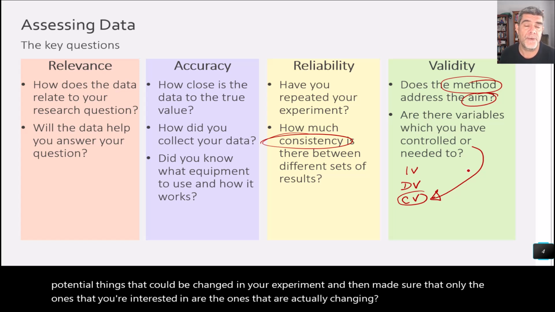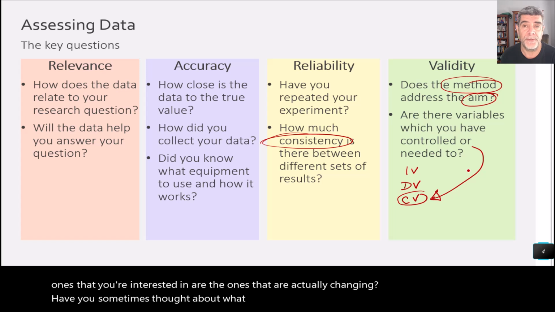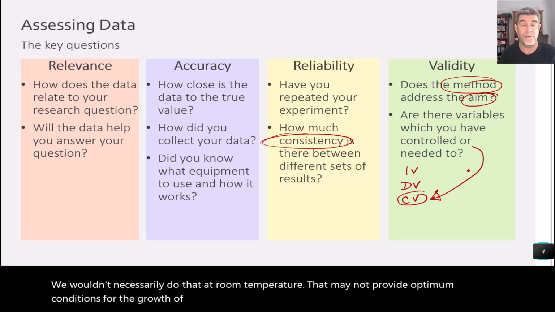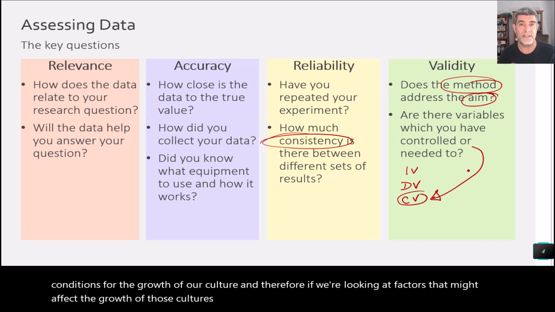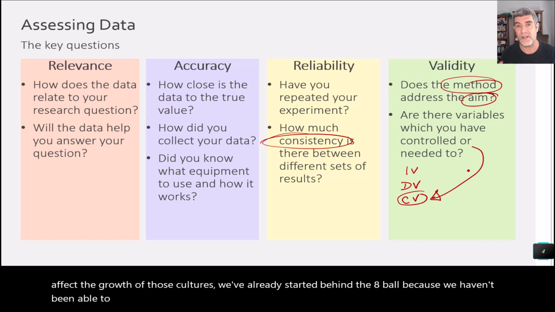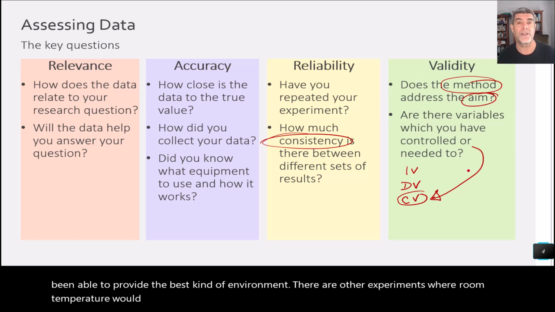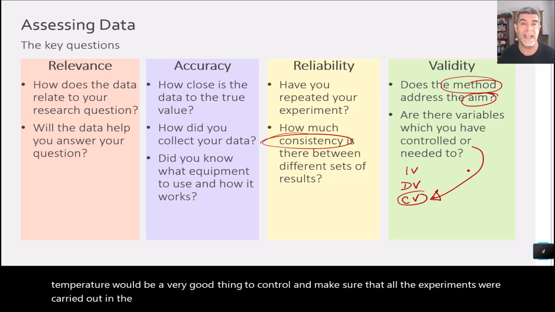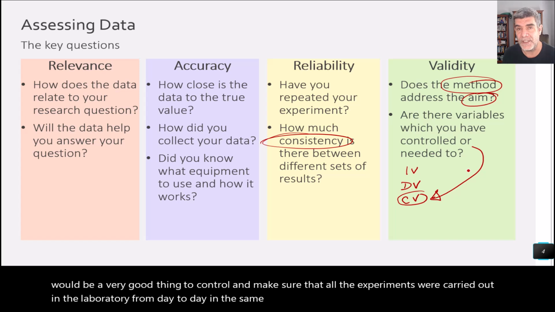Have you sometimes thought about what might be optimum? If you were growing cultures, for example, we wouldn't necessarily do that at room temperature. That may not provide optimum conditions for the growth of our culture, and therefore if we're looking at factors that might affect the growth of those cultures, we've already started behind the eight ball because we haven't been able to provide the best kind of environment. There are other experiments where room temperature would be a very good thing to control and make sure that all the experiments were carried out in the laboratory from day to day in the same general types of conditions.